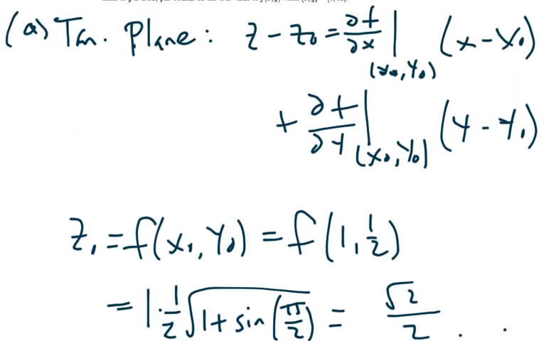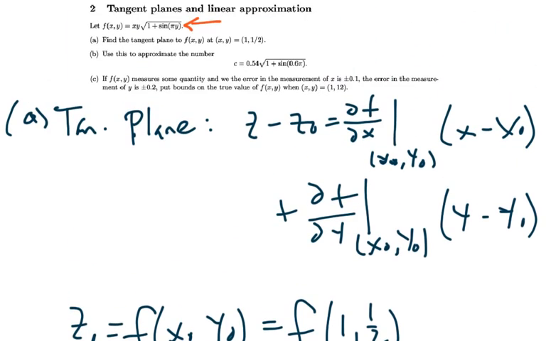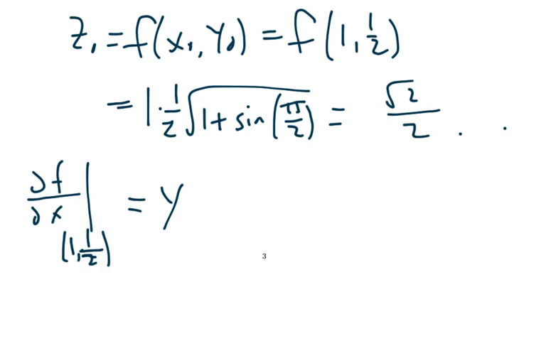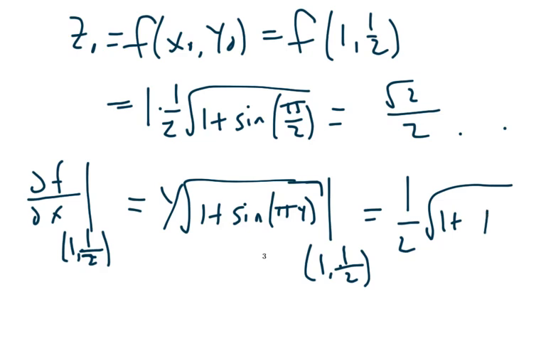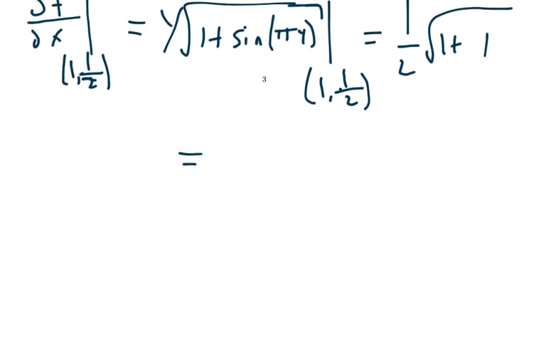So if we look at this, df dx, well, that's just one term, and that's just going to be y square root of 1 plus sine pi y at 1 and 1/2. So that's going to be 1/2 square root of 1 plus, well, sine of pi over 2 again. It's going to be 1 plus 1. That's square root of 2 over 2.